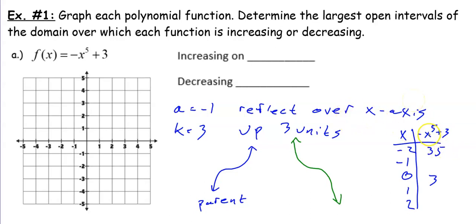Plug in a -1, raise it to the 5th power, -1, make it +1, +3 is 4. Plug in a +1, 1, make it -1, +3 is 2. And then plug in a +2, that's going to give me 32. Make it -32. -32 plus 3 is -29. Now, obviously, these last two, the first and last point, we can't graph, but everything else we can. (-1, 4), (0, 3), (1, 2).